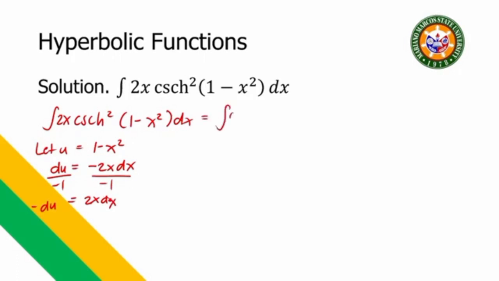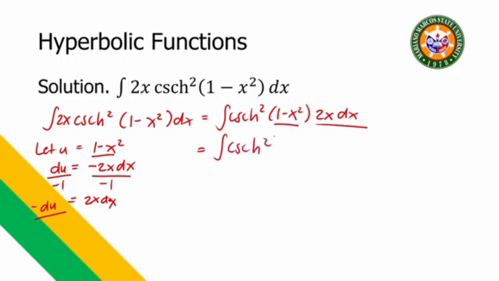This one will be equal to hyperbolic cosecant squared of 1 minus x squared multiplied by 2x dx. So, we have here 1 minus x squared. So, ito, u. And 2x dx is equal to negative du. So, substitute natin. We will get cosecant hyperbolic squared of 1 minus x squared is u multiplied by, so negative du, hindi siya minus du. Labas natin yung negative sign. So, negative integral of cosecant hyperbolic squared of u multiplied by du.